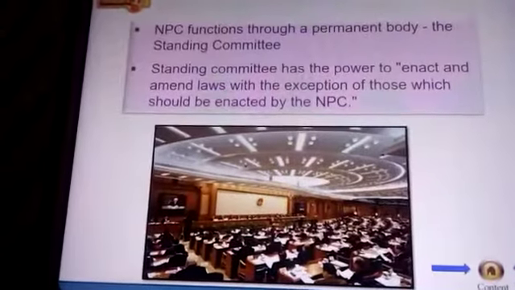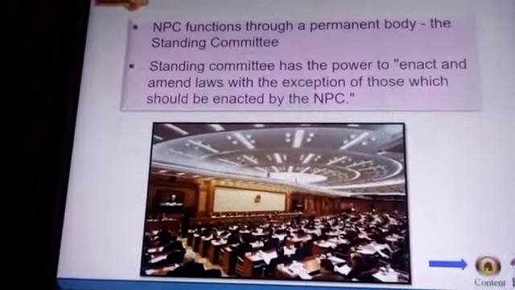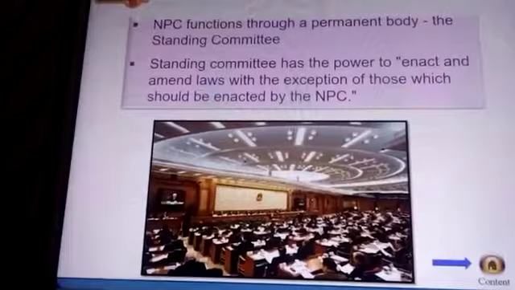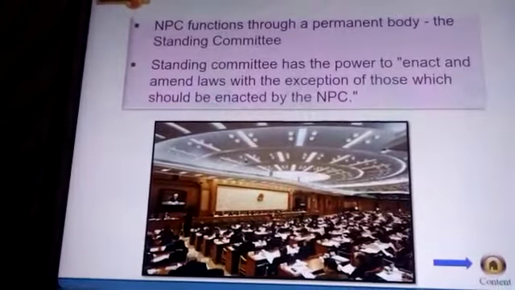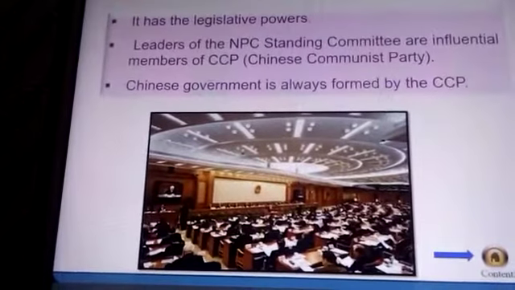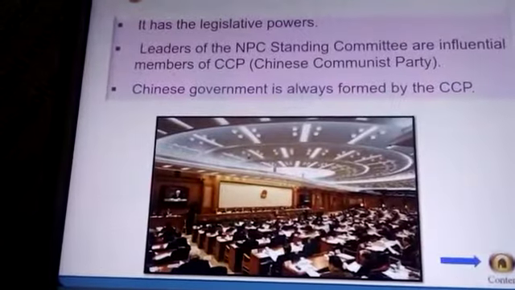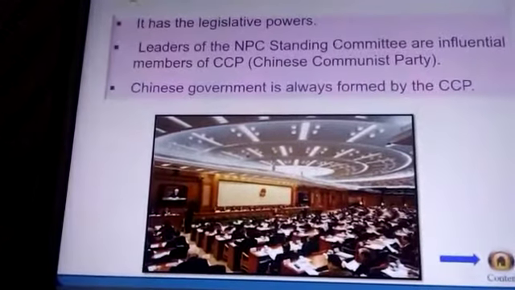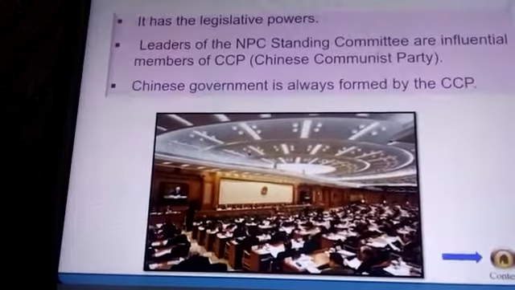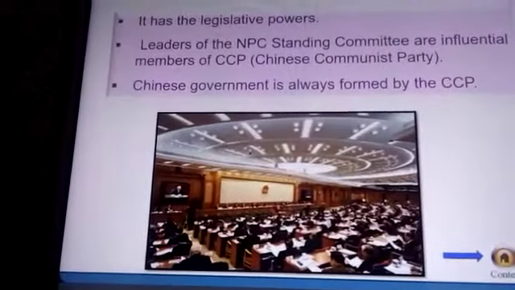The NPC functions through a permanent body called the Standing Committee. The Standing Committee has the power to enact and amend laws, with the exception of those which should be enacted by the NPC. Thus, the Standing Committee has all the legislative powers of the country. The leaders of the NPC Standing Committee are influential members of the CCP, or the Chinese Communist Party. The Chinese government is always formed by the CCP.